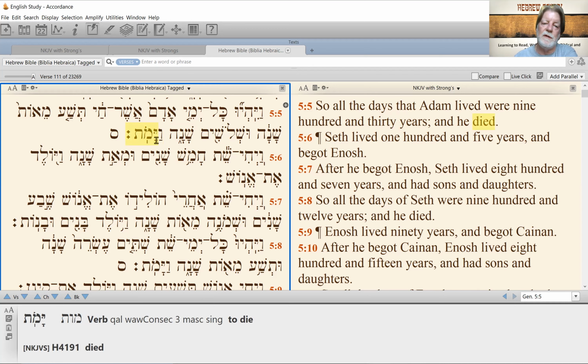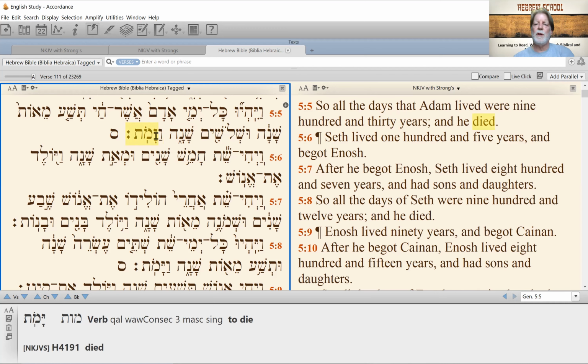So again, this is a vav consecutive, so the prefix here has an imperfect grammar, but a perfect completed action meaning. So when Adam died, he only did it once. It wasn't a continuous action. I mean, when you die, the dying is done. So we know it's a completed action.